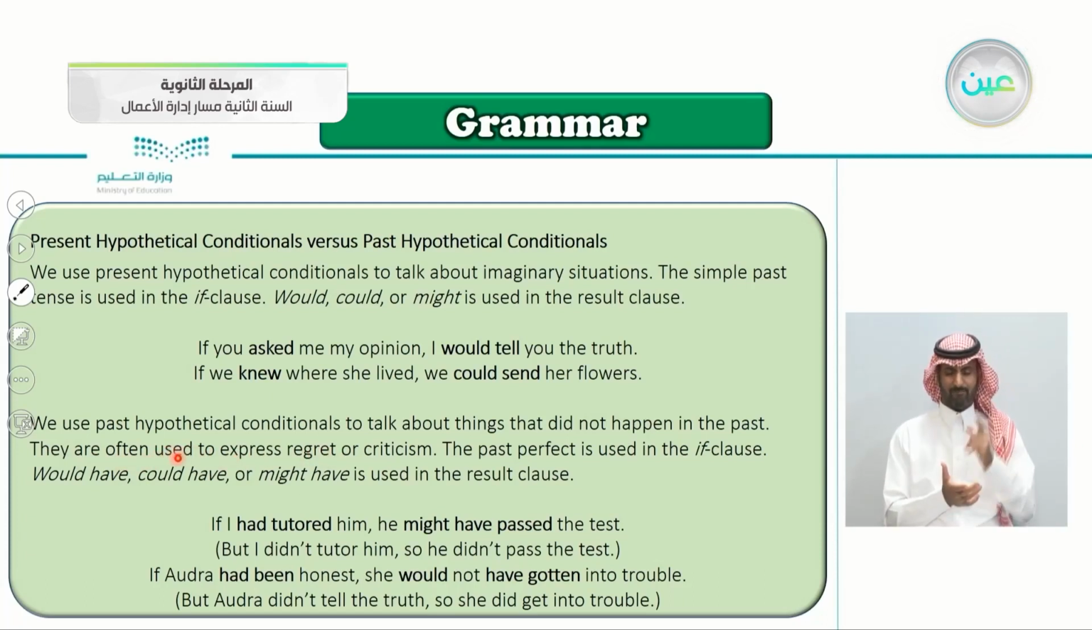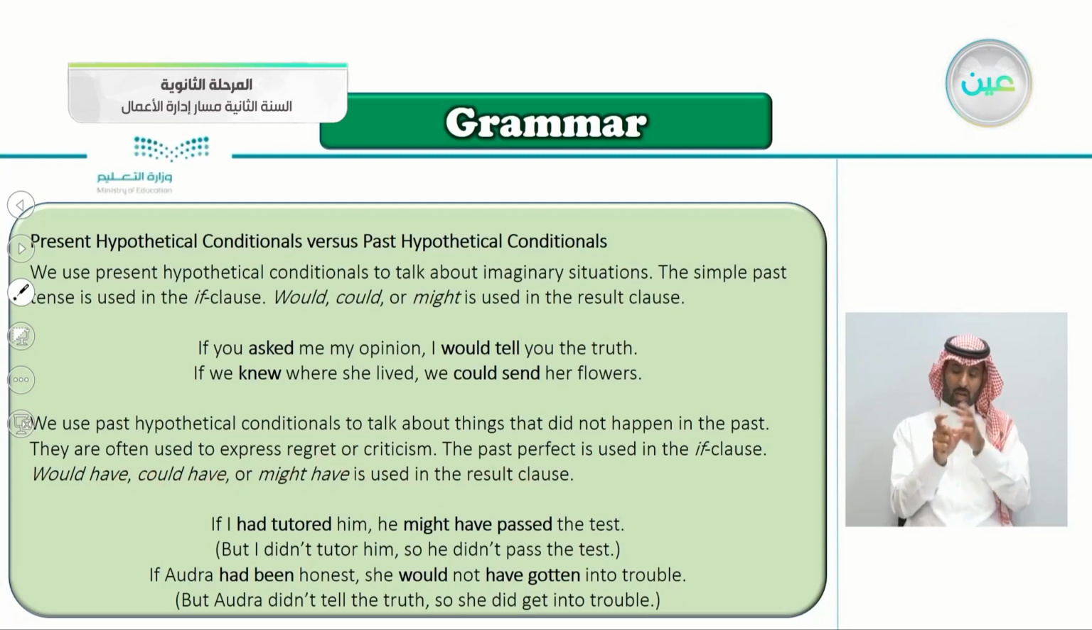So when do we use the past hypothetical conditional? Often we use it to express regret, when you regret something, or to criticize something. The past perfect is used in the if clause. Here in the present conditional we use the past tense in the if clause; here we use the past perfect. And we use would have, could have, or might have in the result clause.